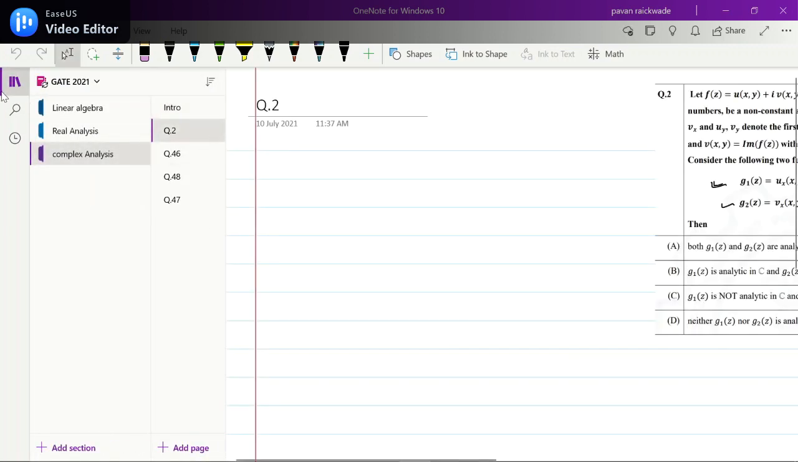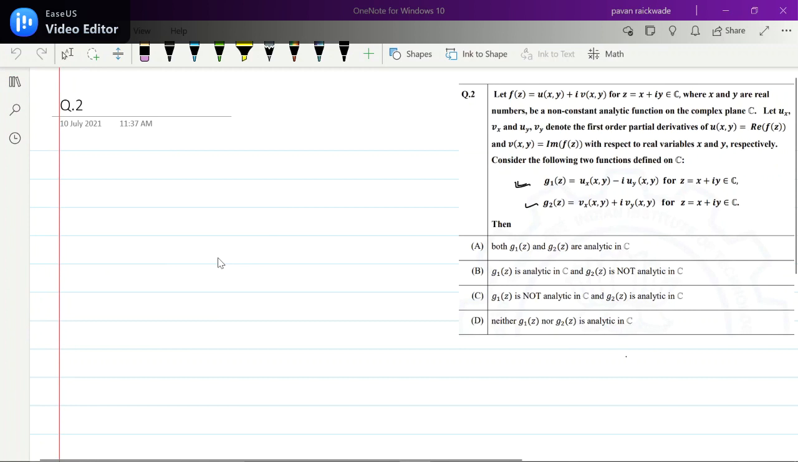So question number 2 is present on your screen. इस क्वेश्चन में हमें चेक करना है कि G1 और G2 ये फंक्शन एनालिटिक है या नहीं है ऑन C. ओके, और गिवन इंफॉर्मेशन इज जस्ट f of z which is equal to u plus iv. I write in short way, u for u of xy, v for v of xy, is analytic in C. इसका यूज करके हमें चेक करना है G1 और G2 analytic है या नहीं है.